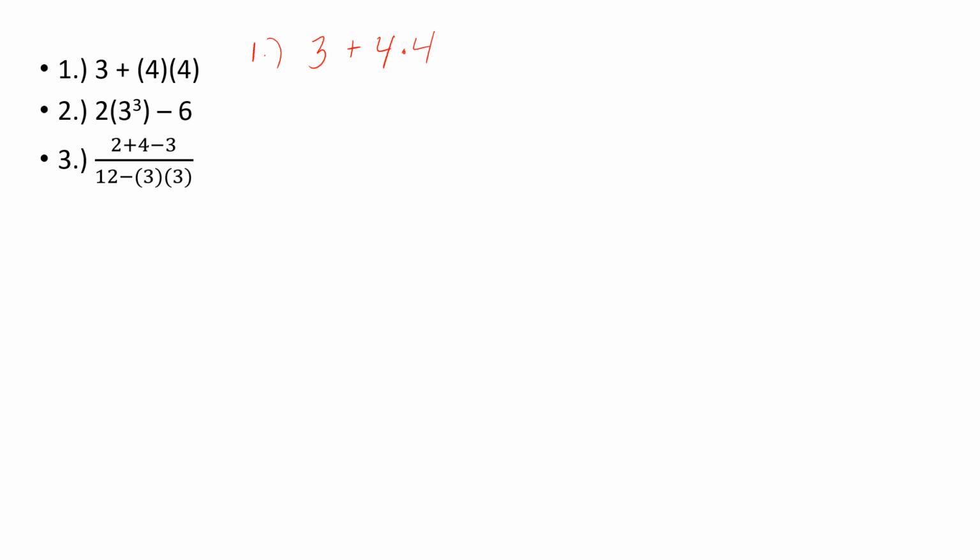So we have 3 plus 4 times 4. The order of operations says that we will do the multiplication first. So we'll have 4 times 4 is equal to 16. And then we will do the addition. So 3 plus 16 is 19. Notice the top to bottom structure. Really, really important.